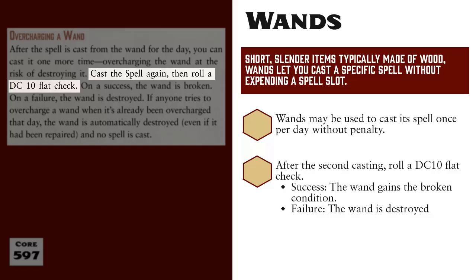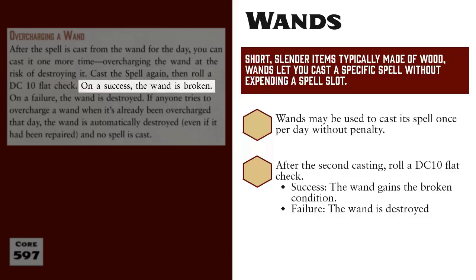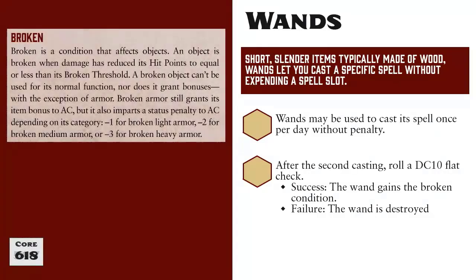So you're relying on nothing but luck here. Regardless of the result, you do cast the spell and resolve it as normal. You won't be rolling this check until after the spell is resolved. If you succeed by rolling a 10 through 20 on the die, the wand gains the broken condition afterwards. That's right, a success means you break the wand.